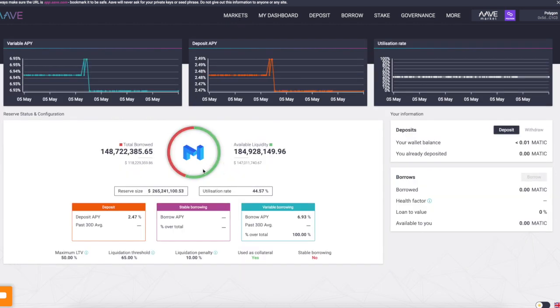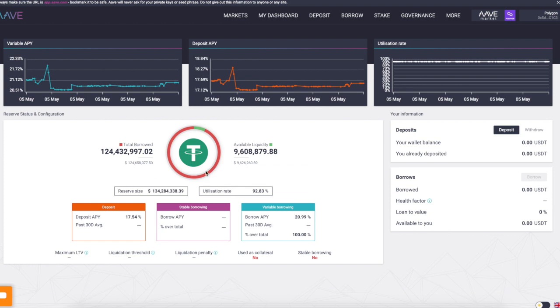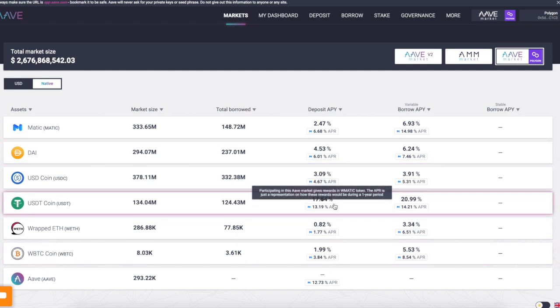Oh, but MATIC isn't too bad. Hence why the rewards are juicy. 14.98%. Let's see the USDT. Oh yeah, dude. People are levering up to the max. Look at that, guys. It's crazy. That's also probably why they're paying such a high APR. Now you guys see how it works.